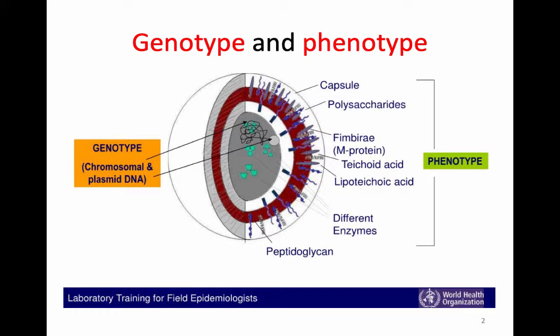So in this particular cell, for example, it has a gene for how to make a capsule layer. And when that gene is turned into RNA and then into protein, the protein will physically make the capsule, and this will give the bacteria the phenotype of having a capsule. So genotype is the information encoded in the DNA, and phenotype is a physical expression of that information.